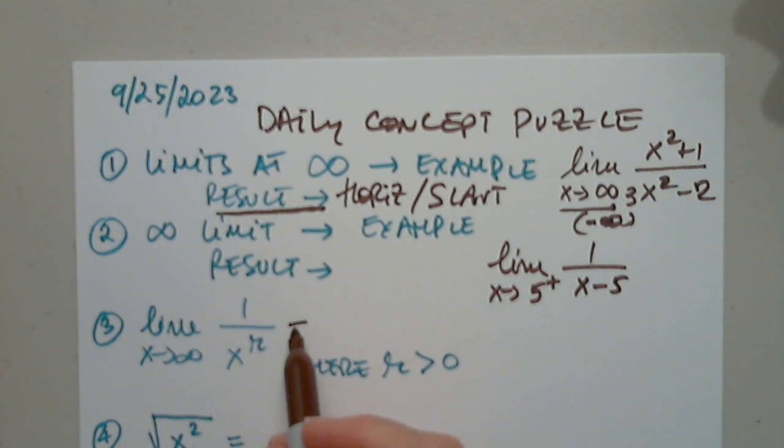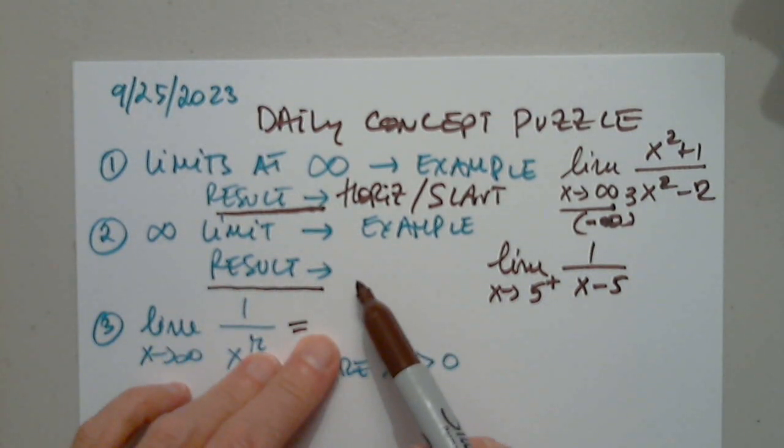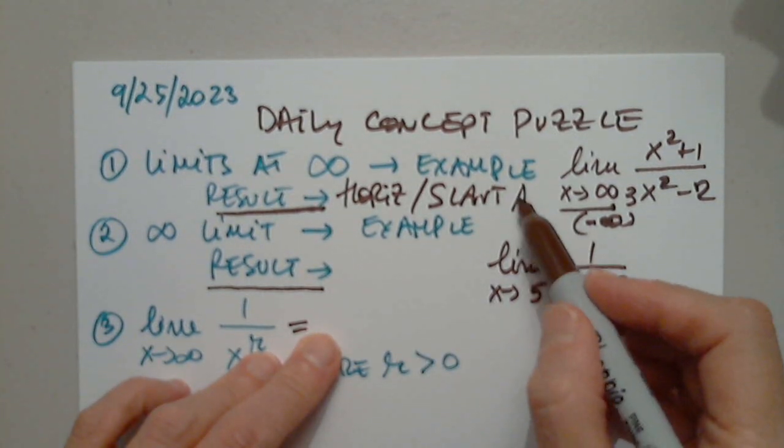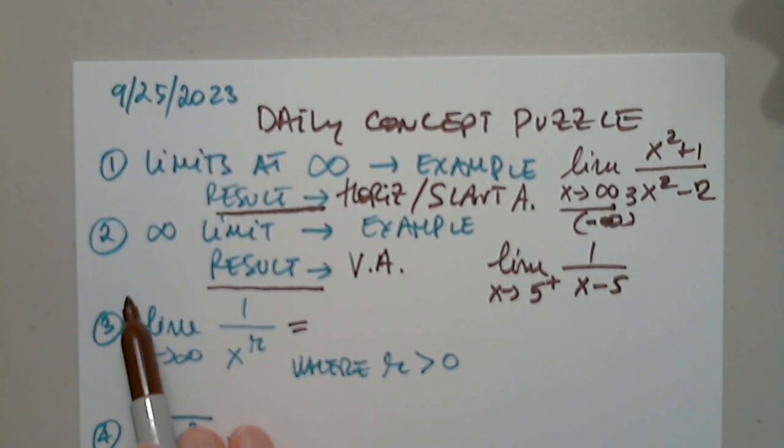Okay, so what is this limit? What are we really looking for? The vertical asymptote? Yes, we are looking for vertical asymptotes. So this is for VA. Good, as an example.